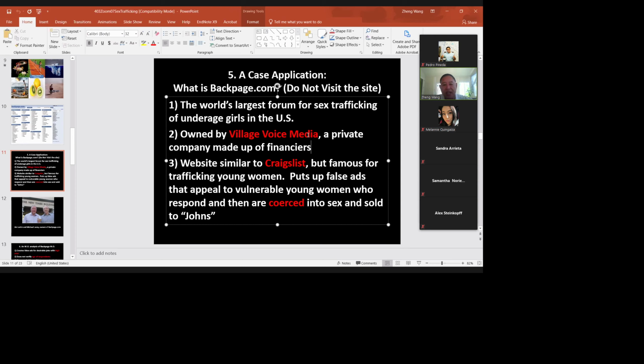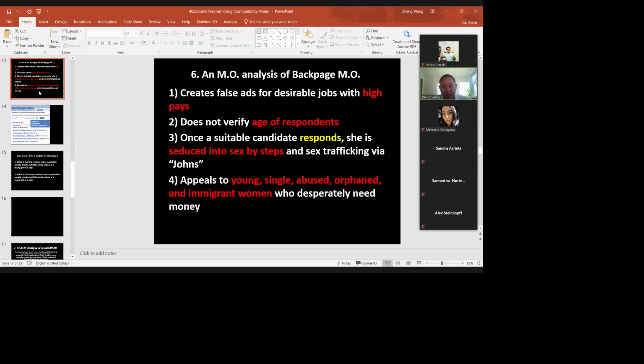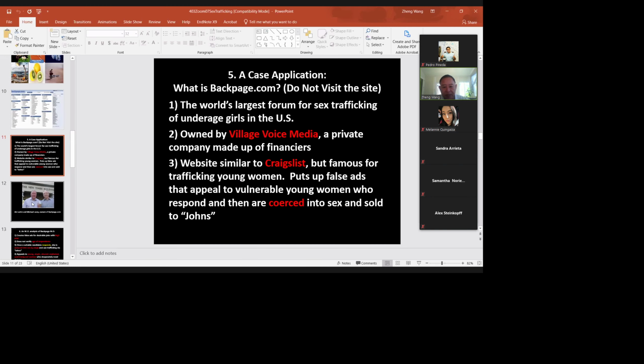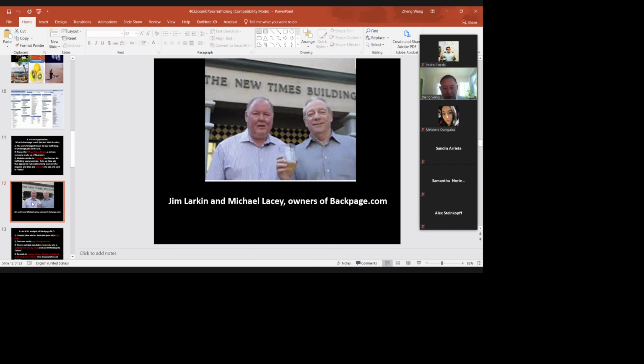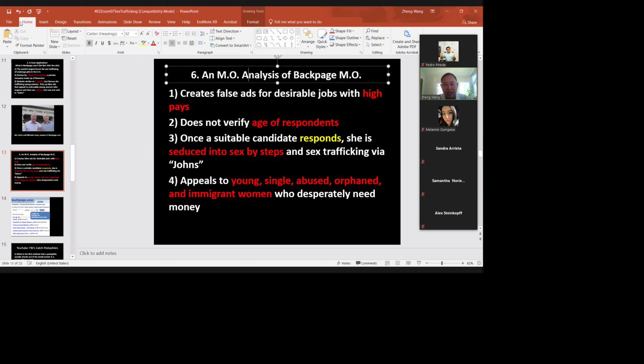This is a case application. You can go to the website or Google search for this case. And these are the suspects, Jim Larkin and Michael Lacey, the two old guys doing this, standing in front of the New York Times building. Now, MO analysis. MO analysis means you want to go into detail and analyze the detailed steps.